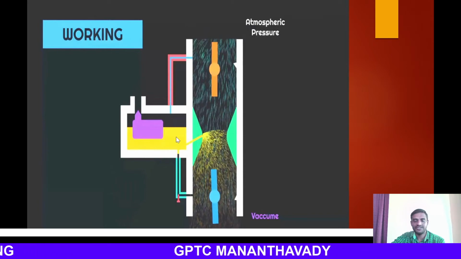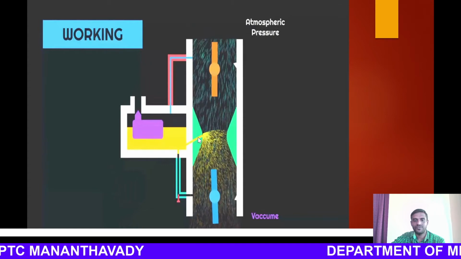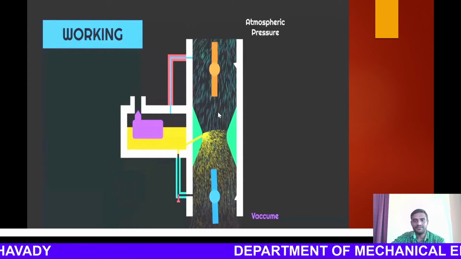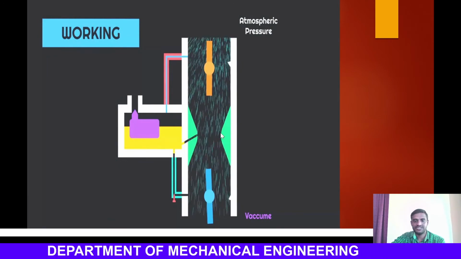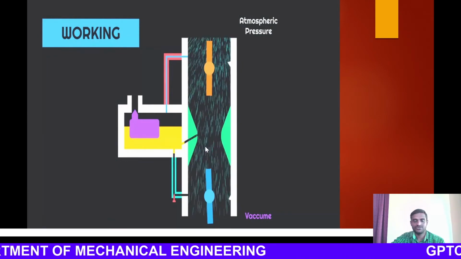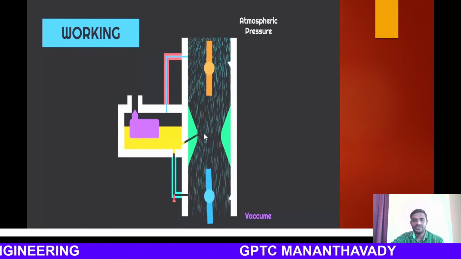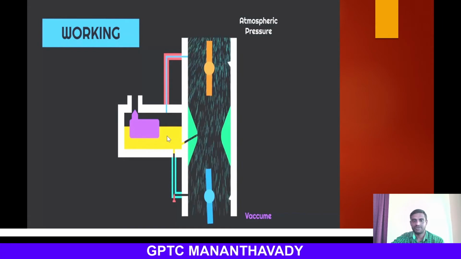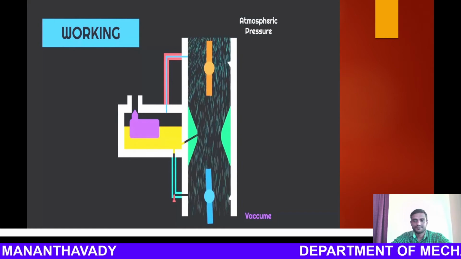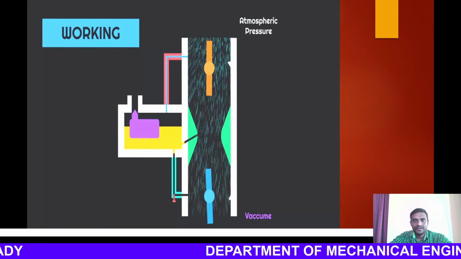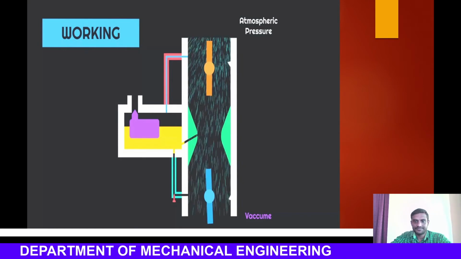So fuel in this float chamber is raised through this fuel discharge nozzle, and it will get mixed with the air molecules. This is the air passage. As the air is passing through this way, in this venturi region a low pressure is created. So here is a low pressure, and here is the atmospheric pressure, and fuel from the fuel chamber gets into this venturi area by means of the vacuum that is created.